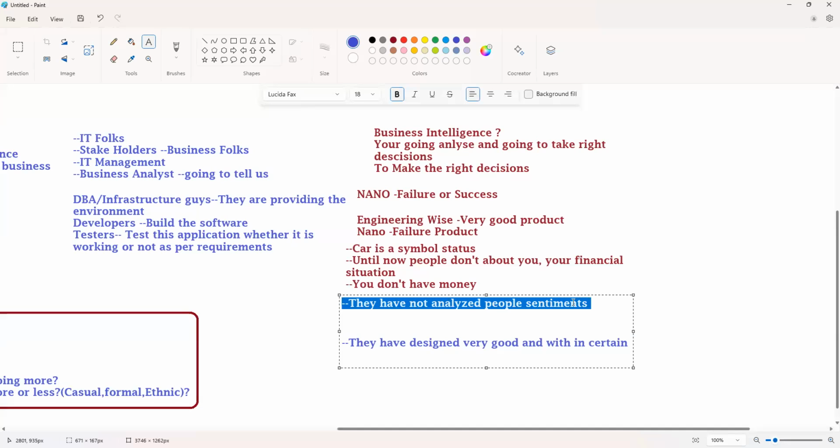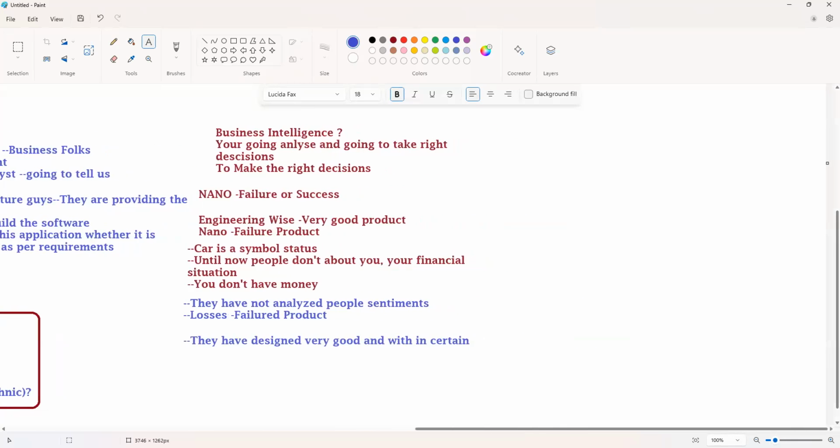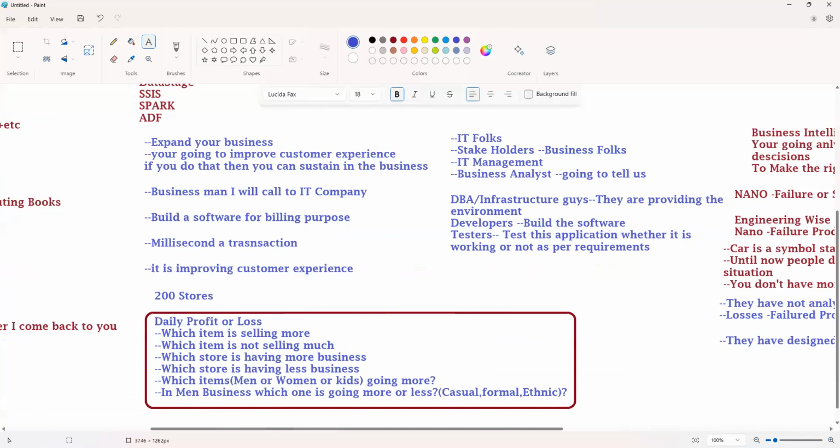If you don't analyze, what happens? Directly you are losing the business, right? Am I right or not? Guys, I'm asking you, be interactive. If you don't do analysis properly, what is the impact? You directly get into losses. That is the reason you guys are mentioning it's a failure product. So these are the scenarios which you have to understand. Now, one more scenario, with the clothing business.